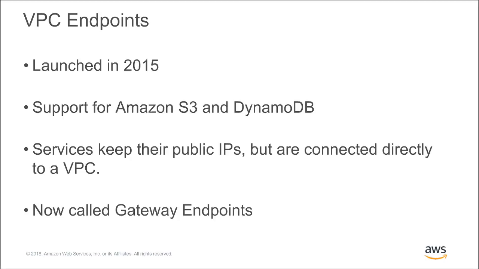This form of endpoints are now called gateway endpoints. We call these gateway endpoints because they kind of look and feel like a traditional networking gateway, in that there's a public IP range and a route in a routing table, and that's how connectivity is provided.